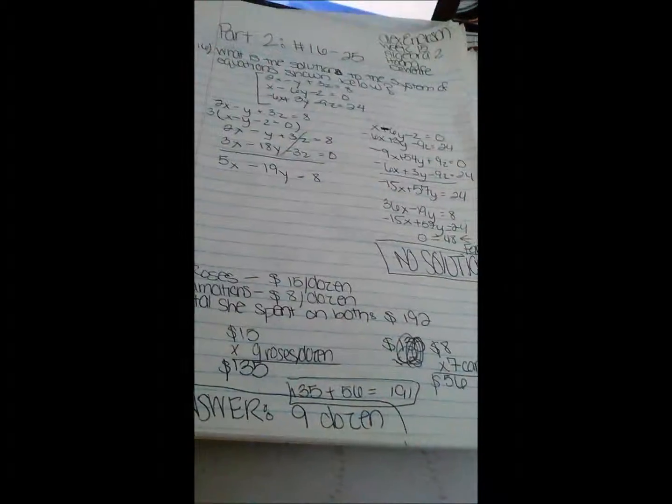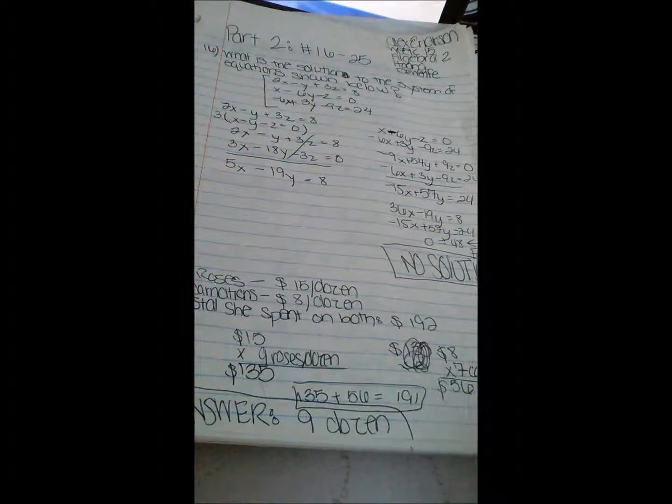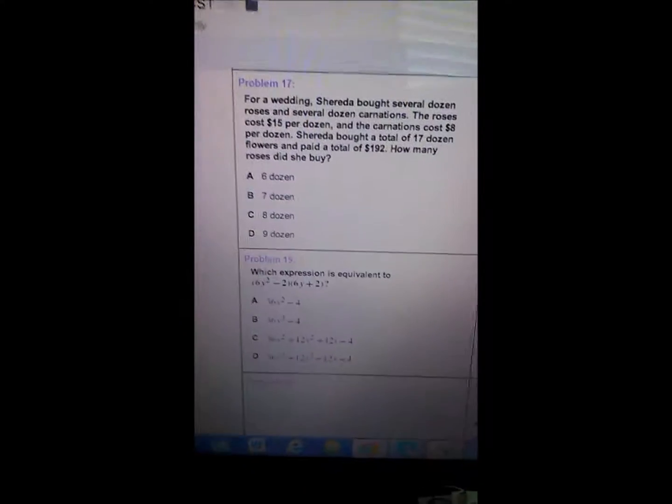And then you would do $8 for carnations times 7 dozen carnations, which gives you 56, and that actually, when you add it up, gives you 191. So you're off $1, but it is the closest answer in terms of dozen. And so your answer would then be D, 9 dozen.